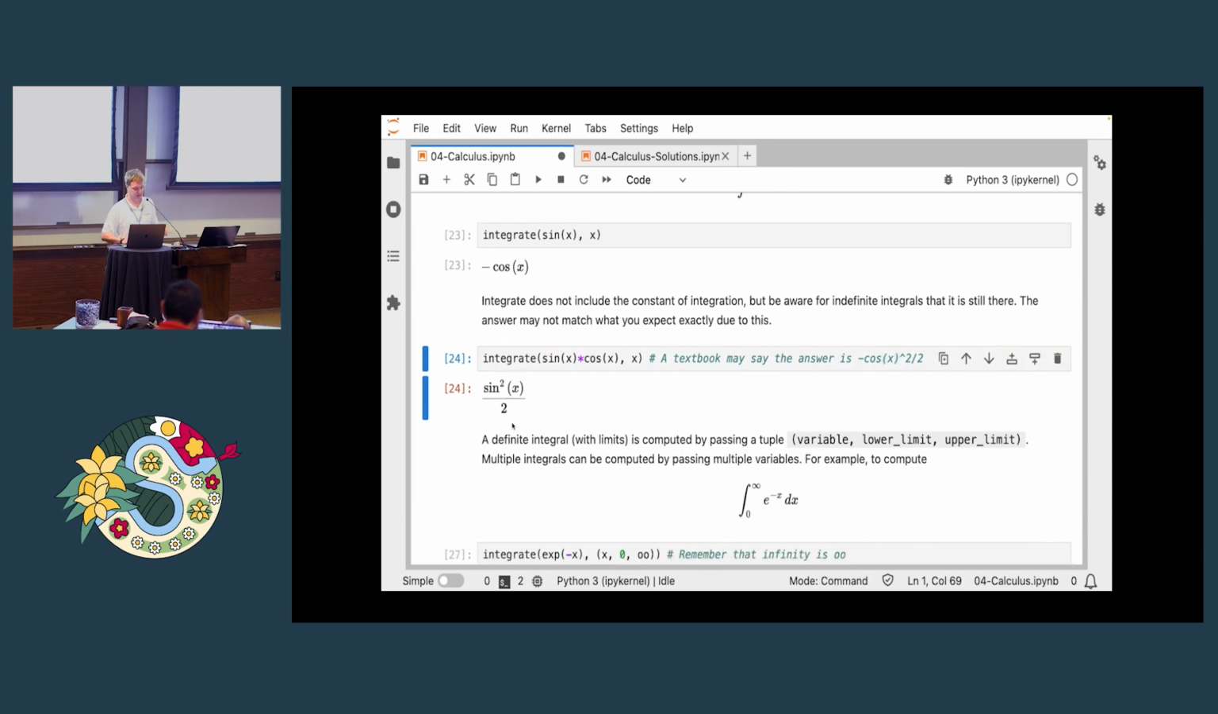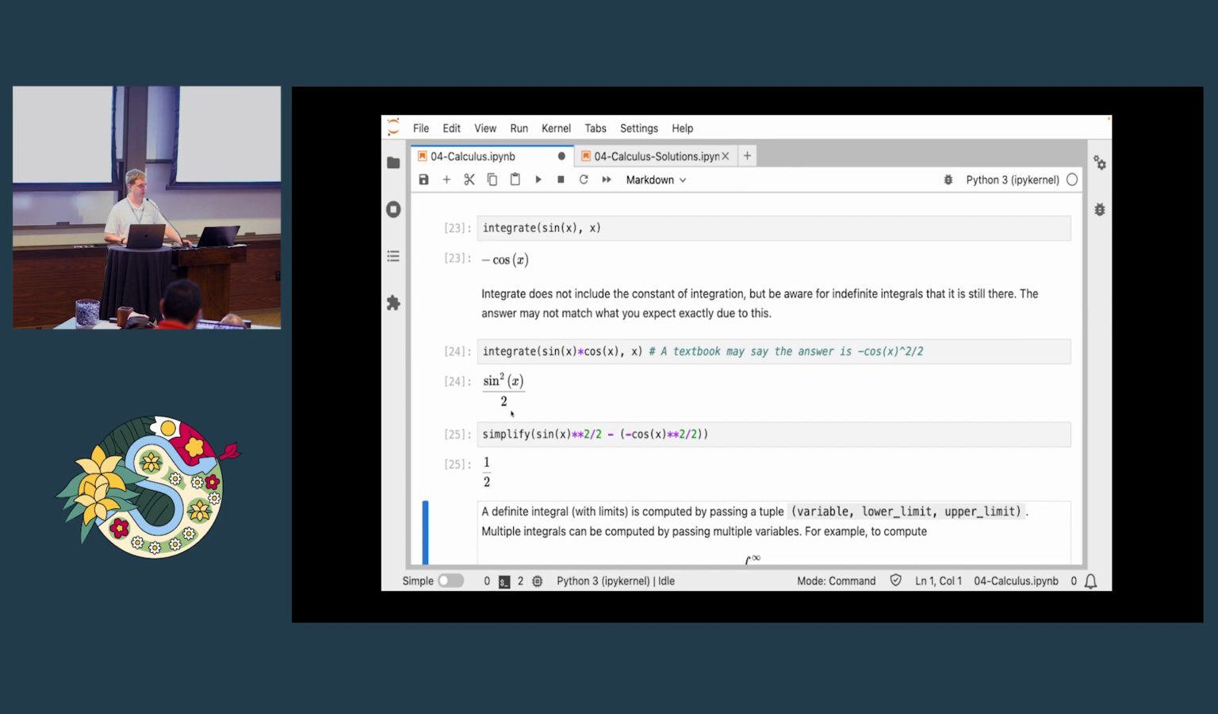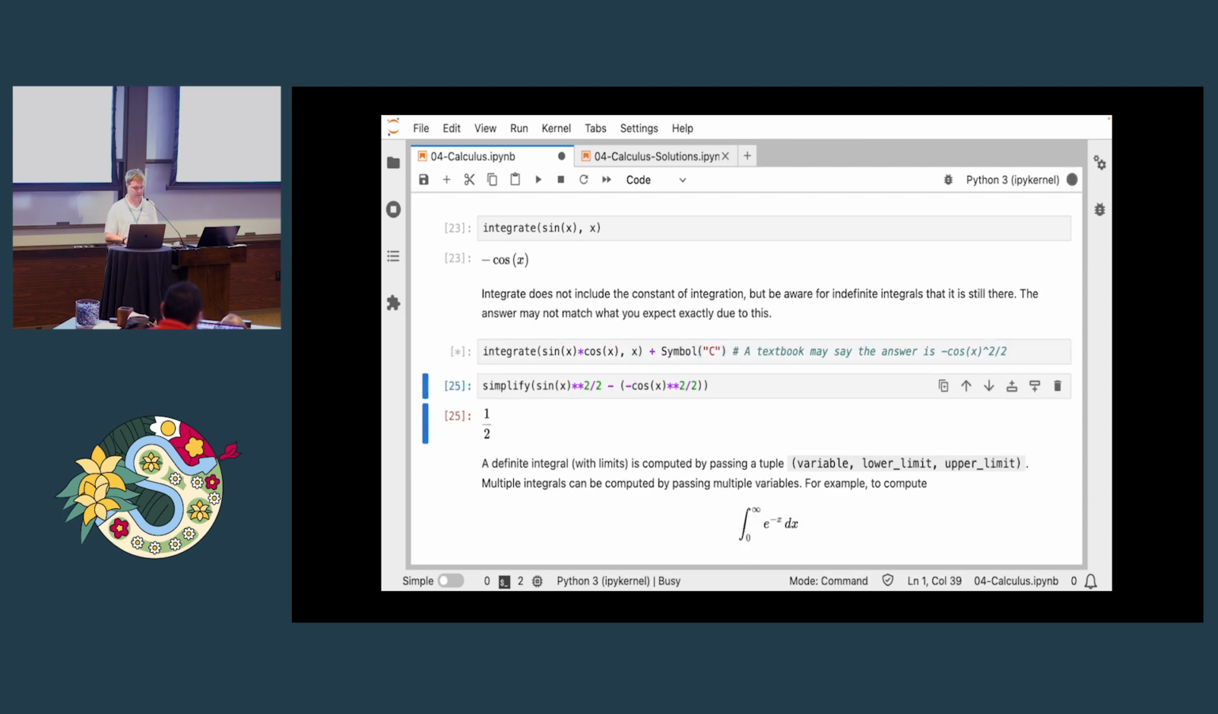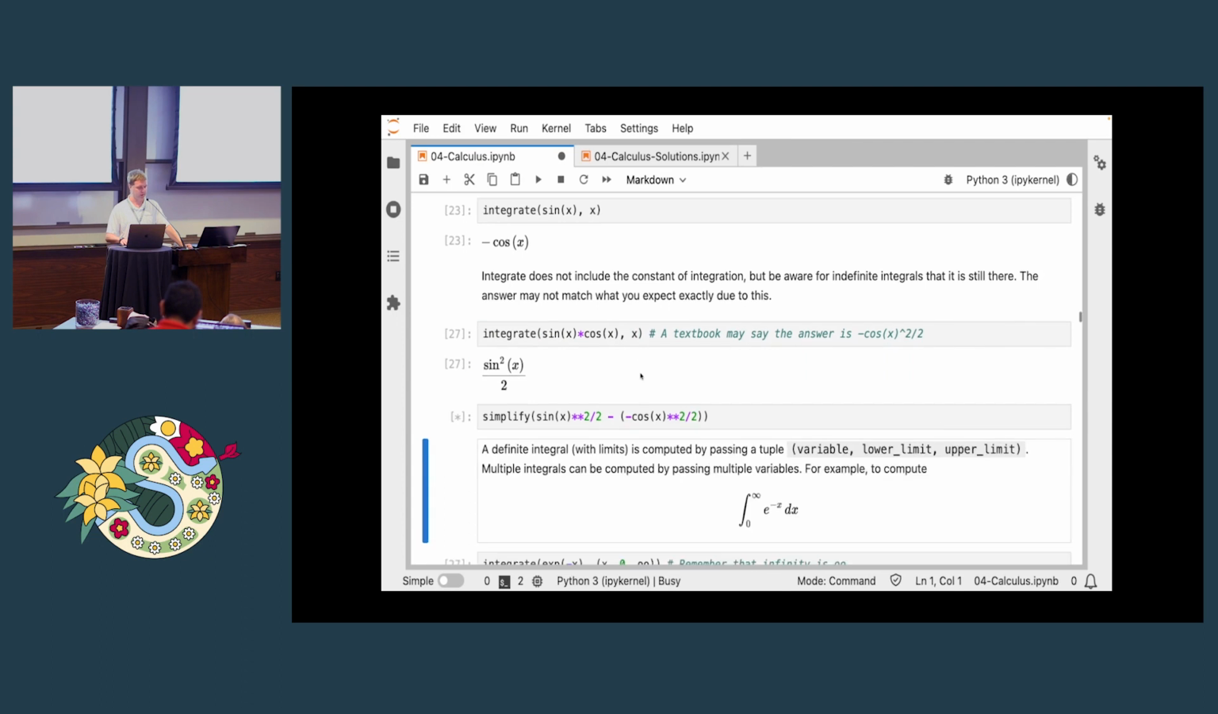And you can verify that by, say, using simplify. So if I simplify sine x squared over 2 minus negative cosine x squared over 2, they differ by a constant. So this would be plus c, which would be the more mathematically correct way, but SymPy doesn't include that for you. So you just need to remember that it's there.